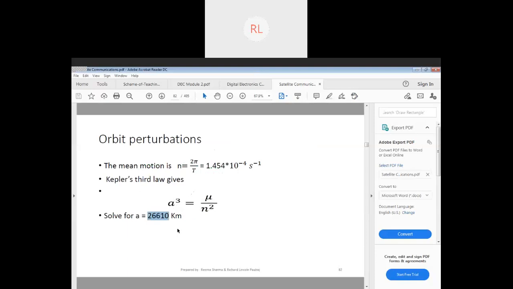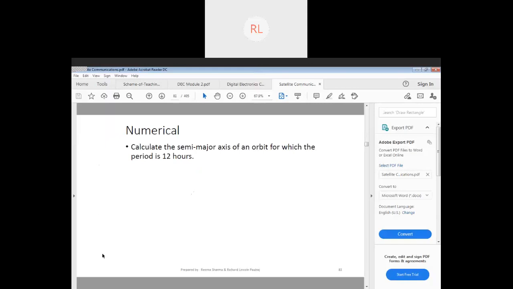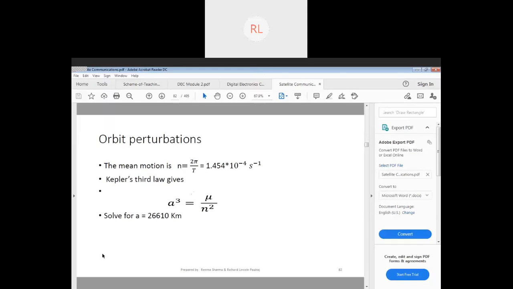So we will solve for a, which is equal to 26,610. Using this formula, we can find it out. Now, for example, if a is equal to so much, you can take that as an example or as a problem and try and solve it. So n is equal to 2 pi by t. Yes. So this is my final value actually.